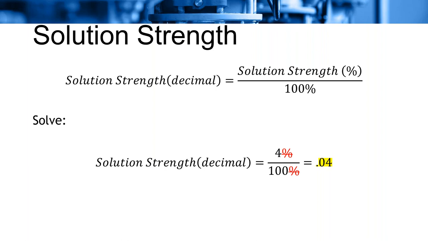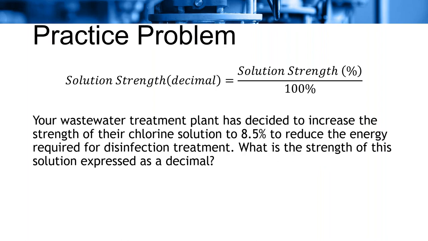So now I'm going to throw up a practice problem that's just the same as this, and we're going to have you guys solve it. The practice problem is, your wastewater treatment plant has decided to increase the strength of their chlorine solution to 8.5% to reduce the energy required for disinfection treatment. What is the strength of this solution expressed as a decimal? So I want you guys to go ahead and work this problem with the same strategy that we used before, and then we'll throw up the poll question probably in about 30 seconds.